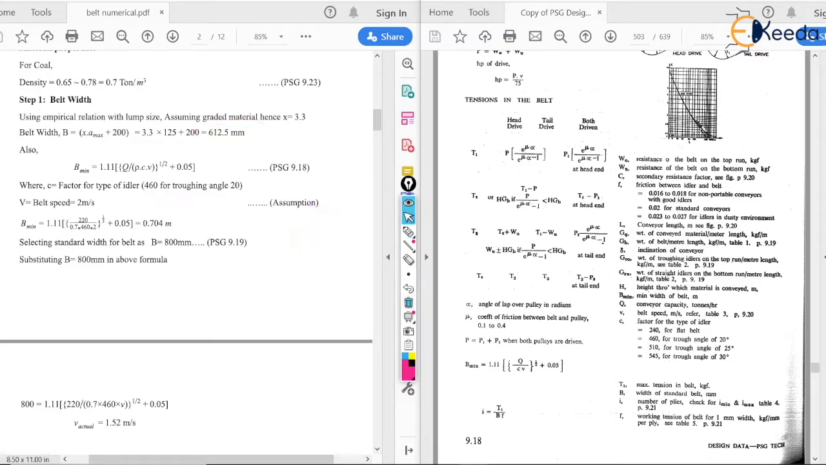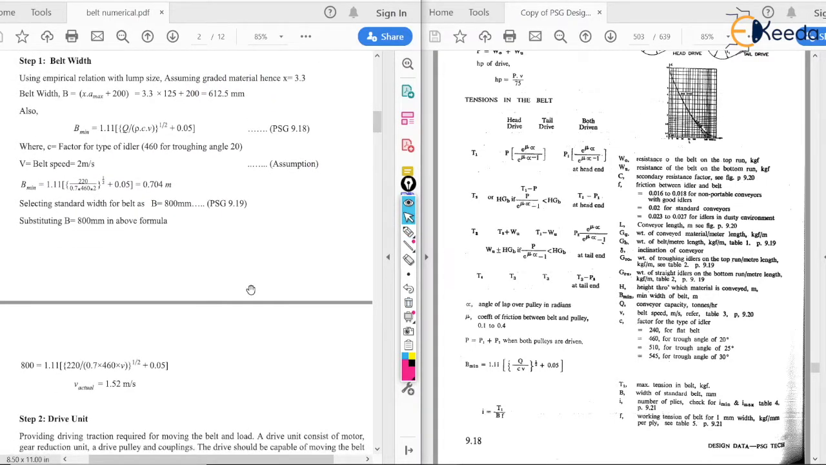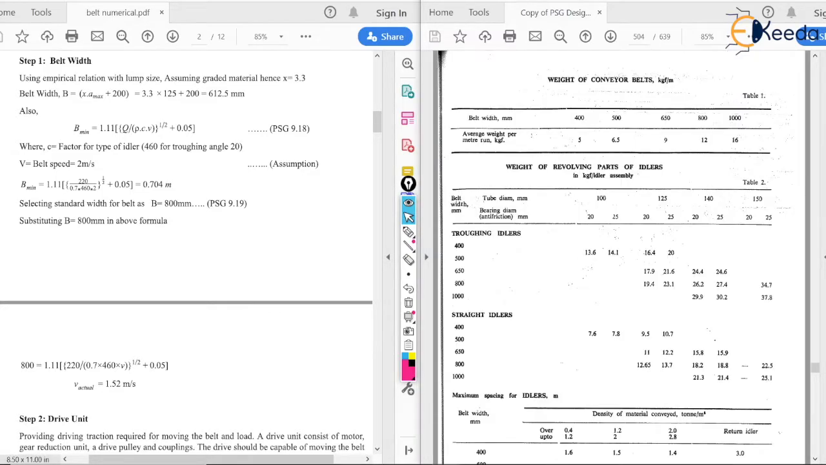So we have to go with the standard width of the belt, which we can take from PSG 9.19. So as you can see there, on PSG 9.19, we have the standard width of belt. Here we have 400, 500, 650 and 800, and the last one is 1000. So we are going to select 800 because we have 740. So we have selected 800 width as the standard for the belt.